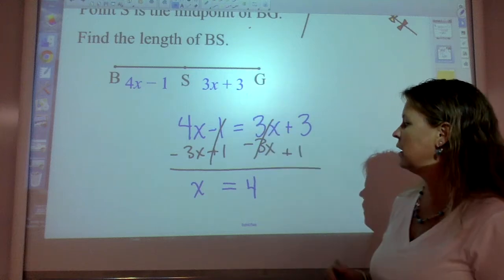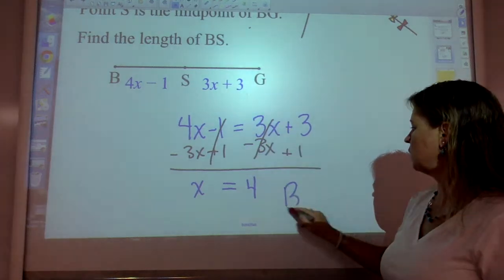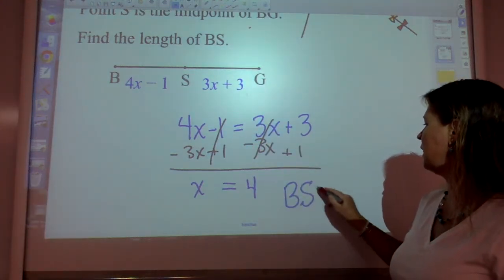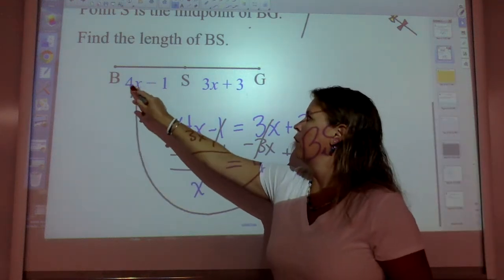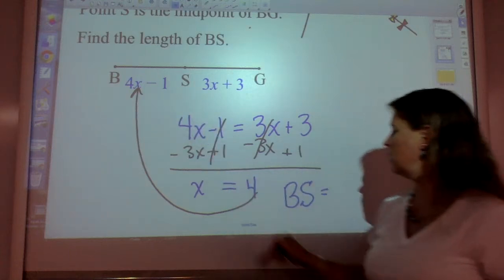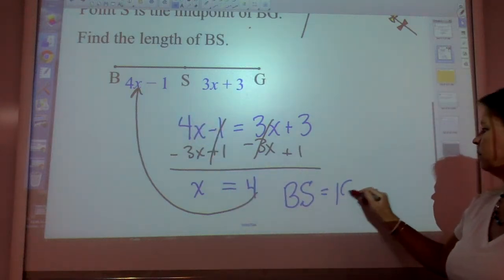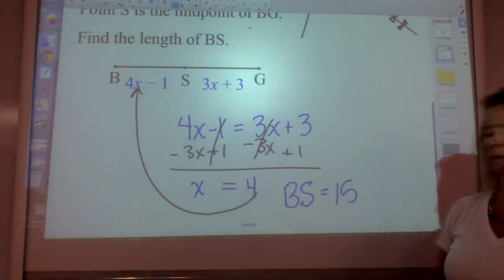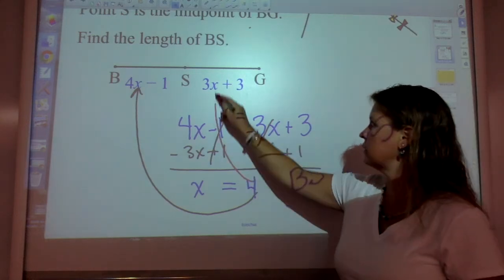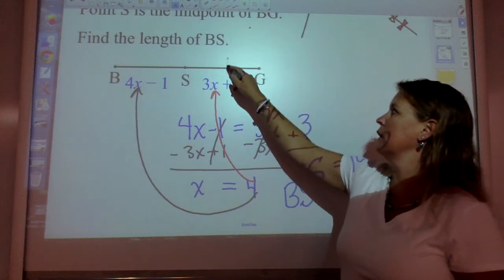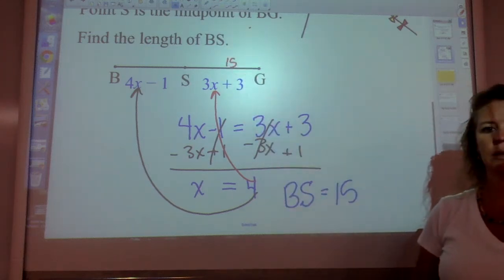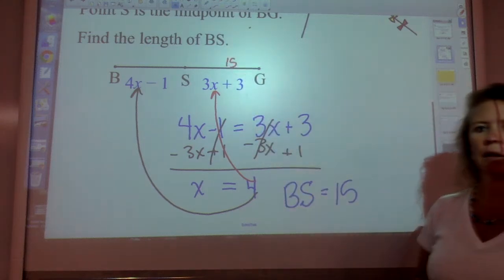Find the length of the measure of segment BS. So you're going to say the measure of segment BS equals 4 times 4 minus 1, which is 15. How do you know if you got it right or not? Just like this. 3 times 4 is 12. 12 plus 3 is also 15. You can do a quick check to make sure you got it right.